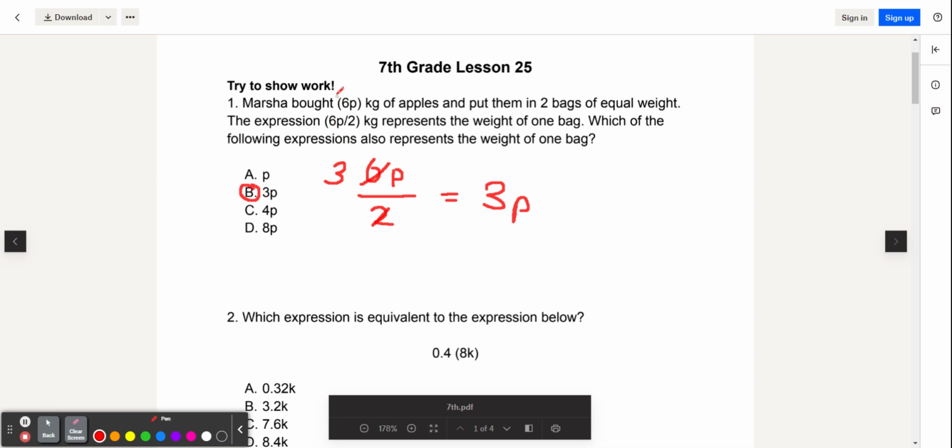Alternatively, if you want to process it a different way, you note that 6p is the original weight, and it is being split in half to be put into 2 bags. So half of 6p, which is what this other equation is saying, is of course 3p.